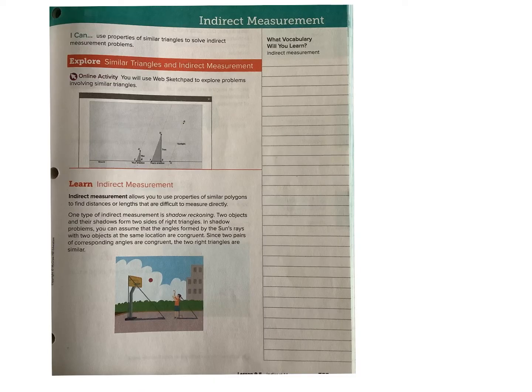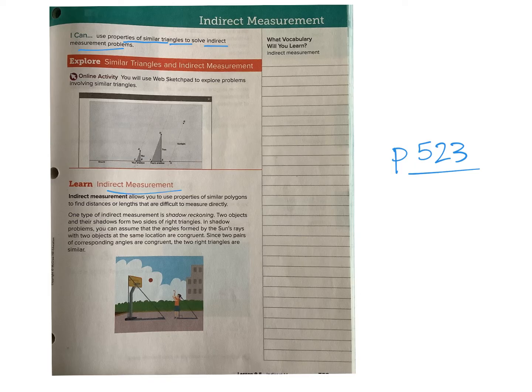All right, now we are going to open up our math book to page 523, and we are going to actually try some problems that use indirect measurement. So if you guys can open your math book up. Our learning goal for today is I can use properties of similar triangles to solve indirect measurement problems.